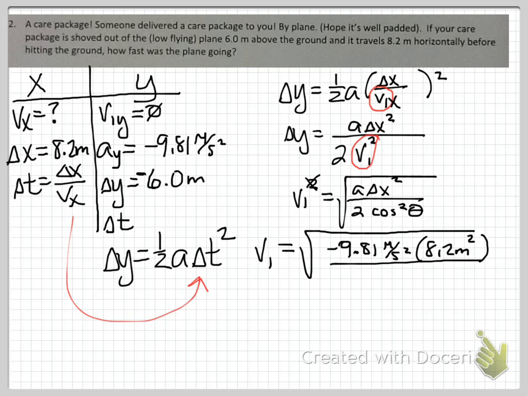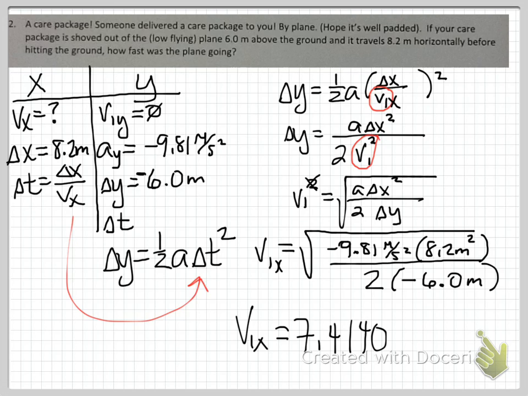Okay, we'll go from there. So vi is equal to the square root of negative 9.81 meters per second squared times our delta x, 8.2 meters squared, divided by the quantity 2 times our delta y, 2 times negative 6 meters. That gives us a raw value for vi, and I really should say vix, or v sub x, of 7.414087, it just keeps going, meters per second. So with sig figs, we get a value for vx of 7.4 meters per second.